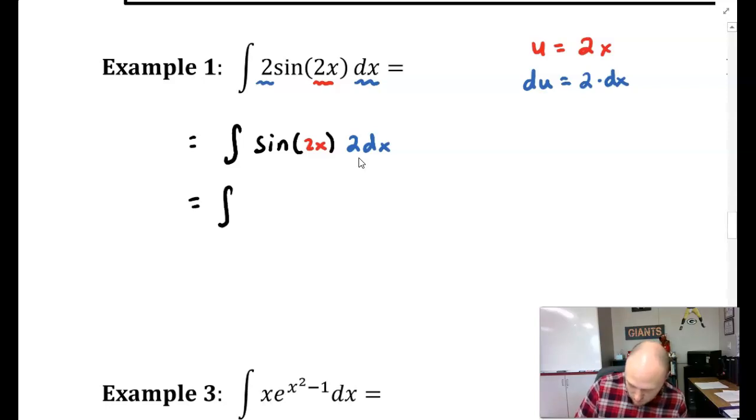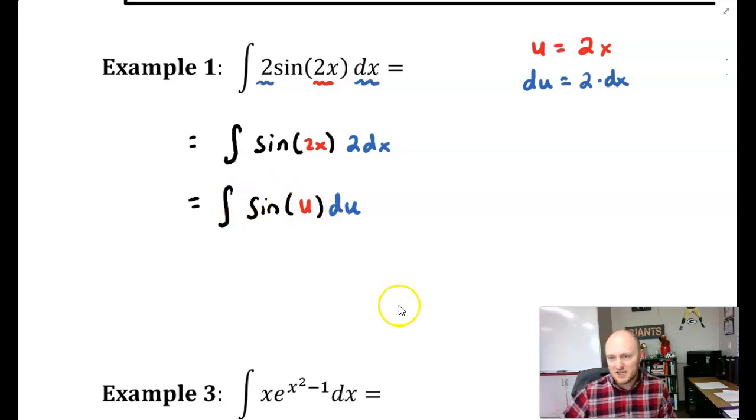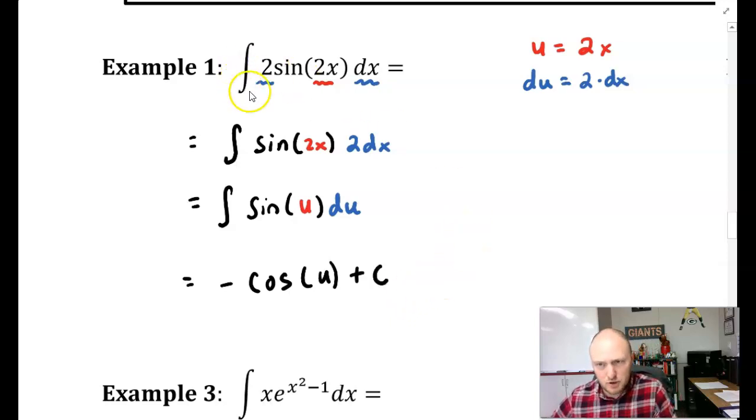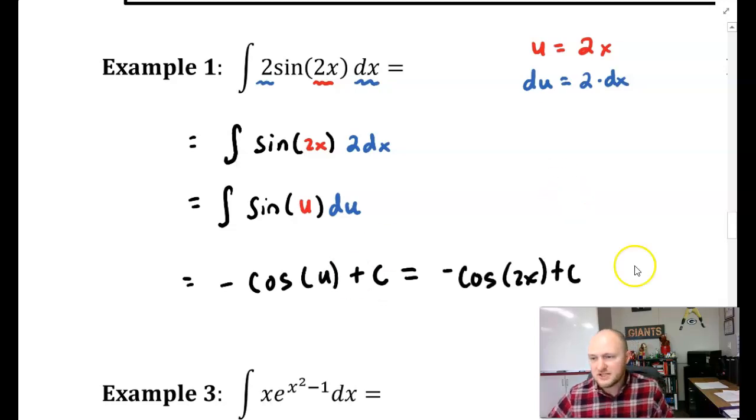So now I have the integral of the sine of u du. Okay? And with that swap, hey, isn't this one of the basic antiderivatives that we had talked about? Sure is, and the antiderivative is negative cosine of u plus a constant, right? This is an indefinite integral, no limits of integration, so I add that constant. And now I'm going to make the swap. I'm going to go back to terms of x. So negative cosine of 2x plus c. I just put back instead of u, put it back as 2x.